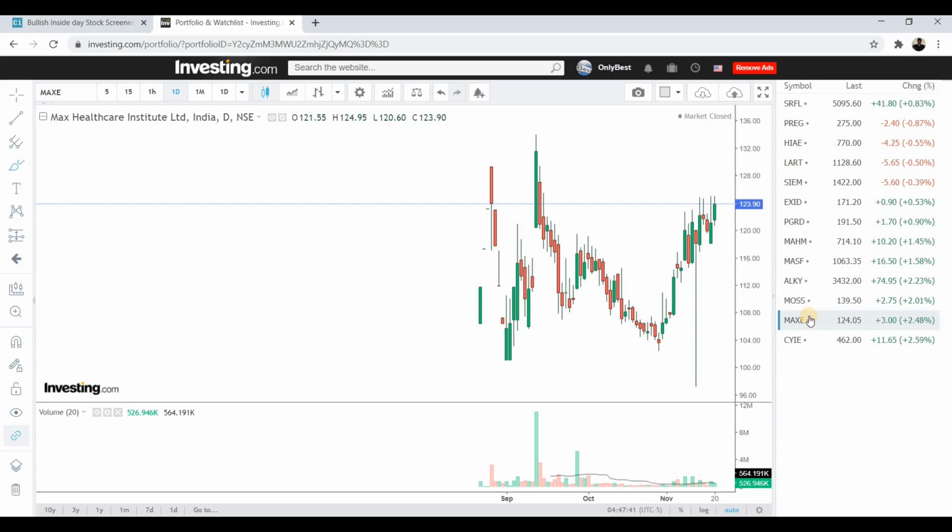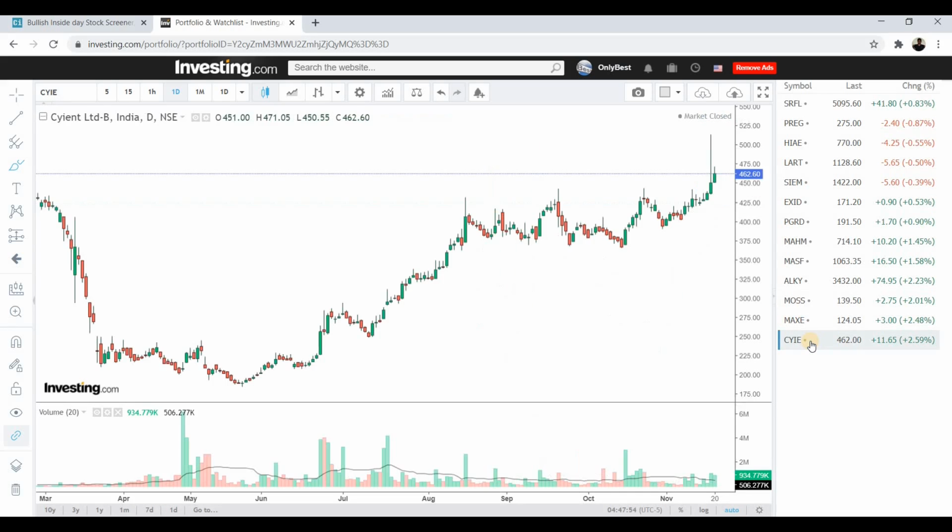The next one is Max Healthcare. Again, it's more than 50% of the latest day's candle. We'll move to the next one, the last one. I can't pronounce the name, but I'm going to call it Cyient. I hope that's right. So let's see the range here.